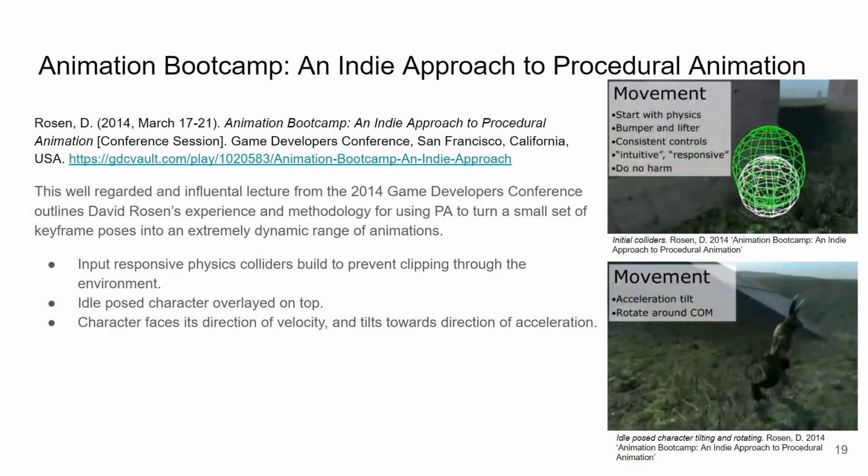Rosen began by placing his idle-posed character on top of character colliders that respond to input and prevent clipping. This character is made to face its direction of velocity and tilt from its feet towards the direction of acceleration. This was influenced by his observation that a person must lean into acceleration to maintain their center of mass being below and supported by their feet at all times.